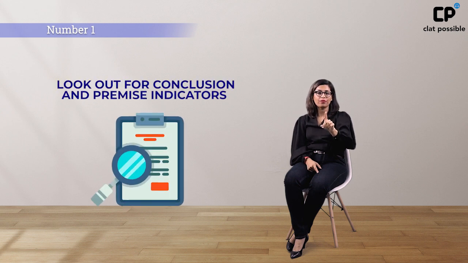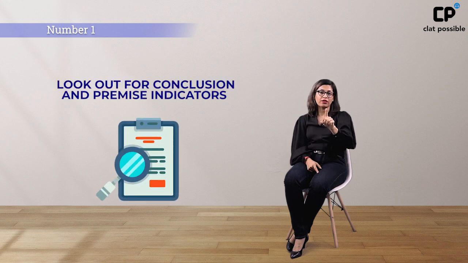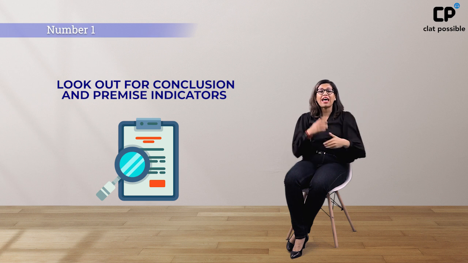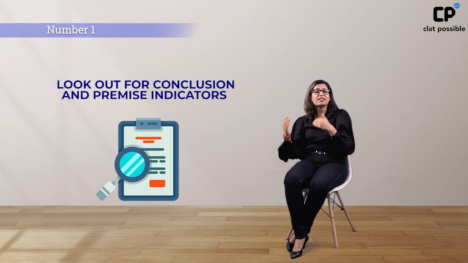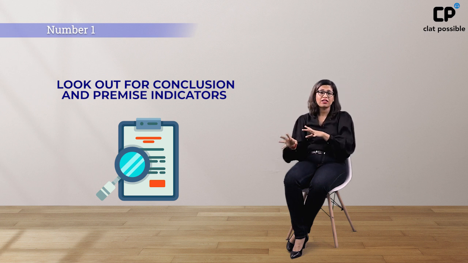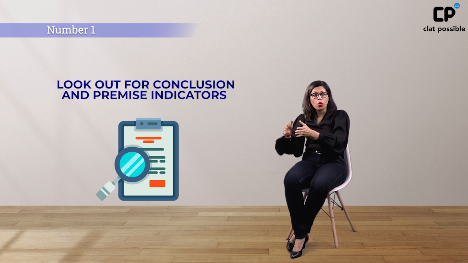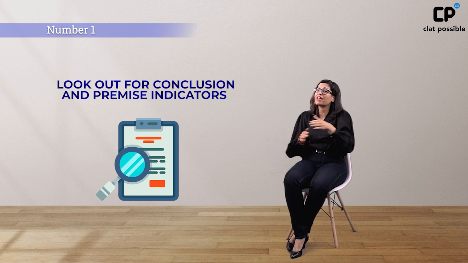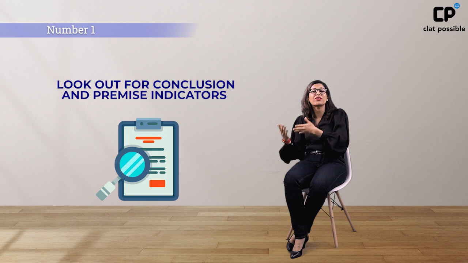Number one, look out for the conclusion and premise indicators in the argument. Words like thus, therefore, hence tell us that the following line is the conclusion. And words like because, as, for, and since suggest that the following line is the premise. So, in this case, the conclusion must be elsewhere in the argument, either before or after this statement which gives the premise.